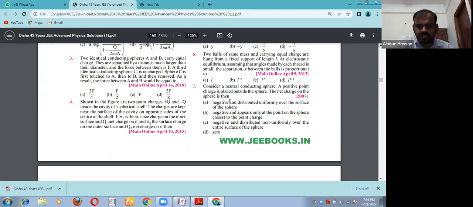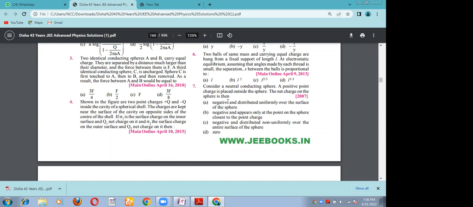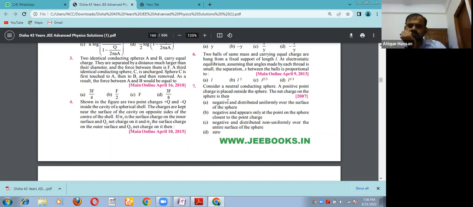If you see, consider a neutral conducting sphere, and a positive point charge is placed outside the sphere. The net charge on the sphere is zero. Let us see what happens if we place a charge near a neutral conductor. So some charges are induced, right? There is always some induction of charge. I will not tell you the answer. I will explain. You will try yourself.